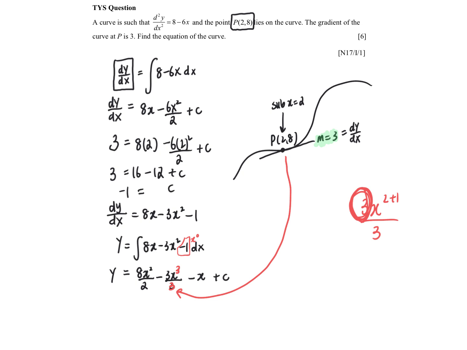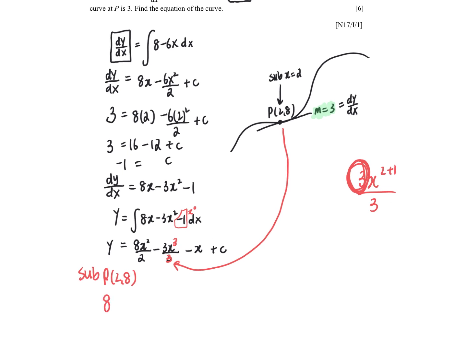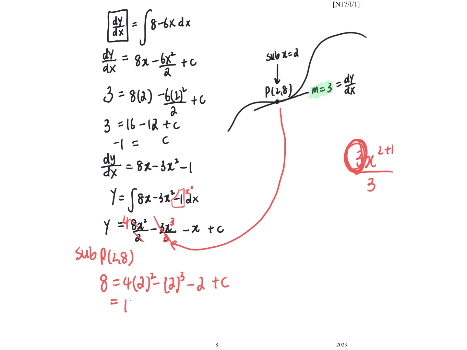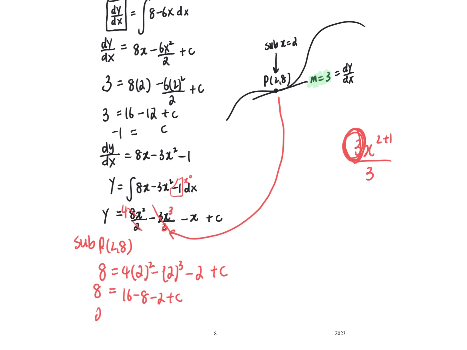Okay, so once you do that, you can sub in your 2 and 8 and solve for c. This one you can simplify first. This one cancels, so x cubed. So this is the final equation for y. That's all. Not as difficult, right?